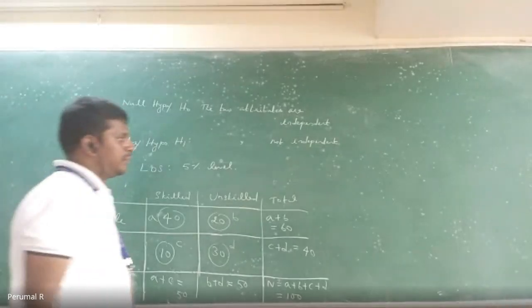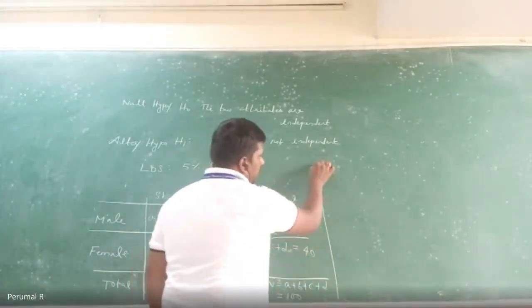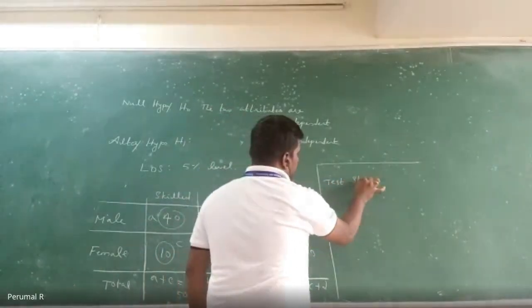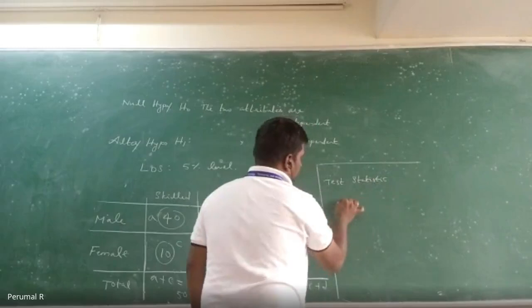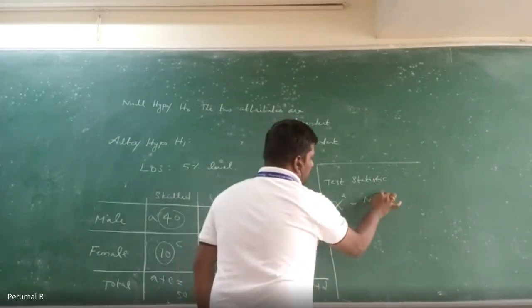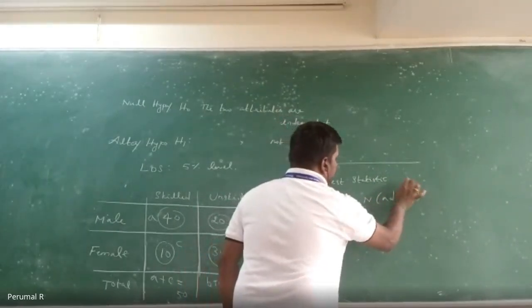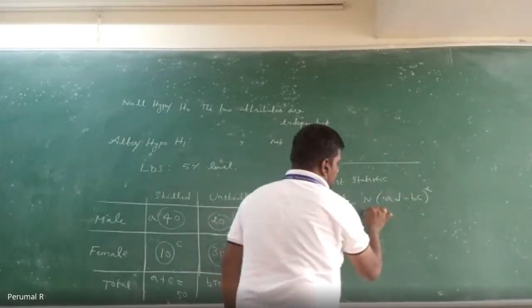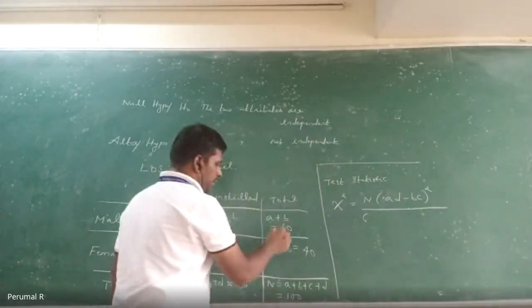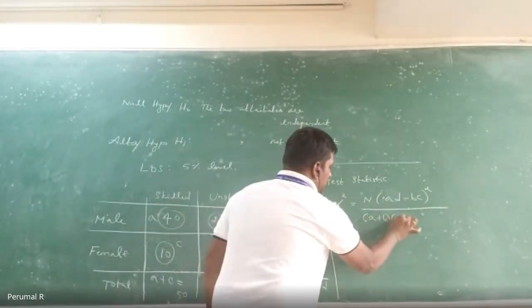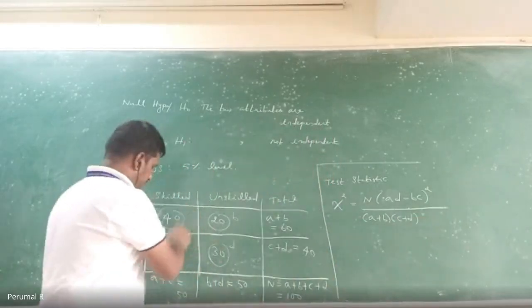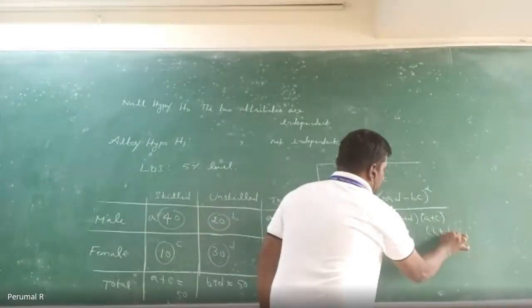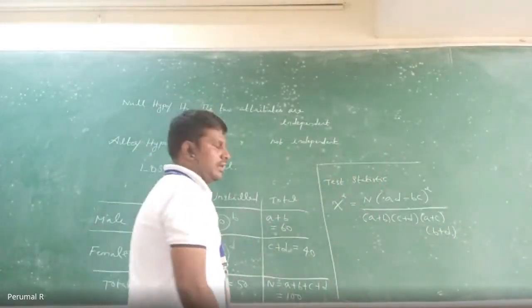Now you are computing your test statistic. You can write the formula: chi-square equals N times AD minus BC whole square, divided by A plus B, C plus D, A plus C and B plus D. In that way you are computing your chi-square value.